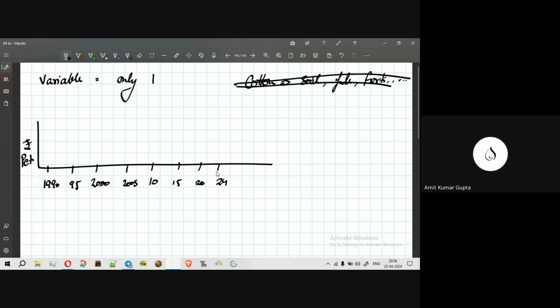So what is the price of petrol now? Somewhere between 98 and 100, 99 something. It's different for each state. Let's say 100.